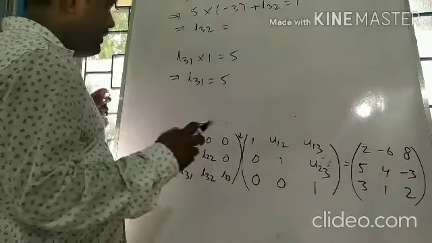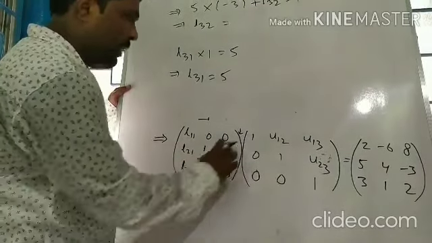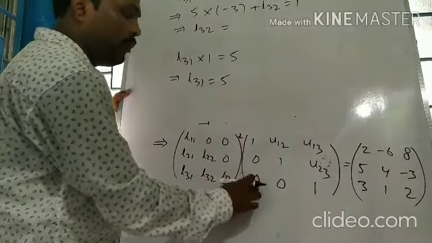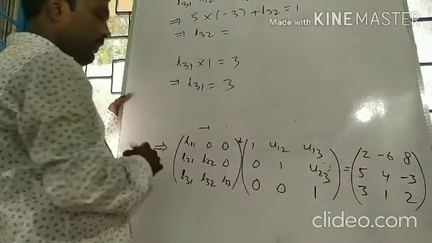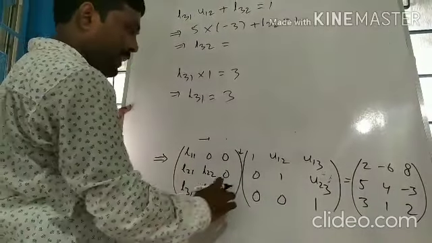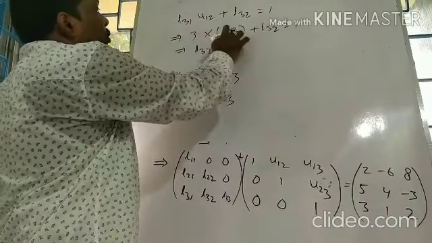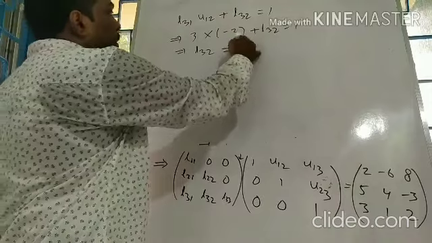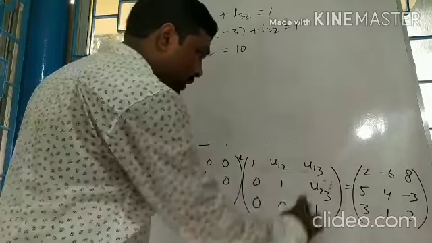Now see, one mistake is here. Third row, first column: L31 into 1 plus L32 into 0 plus L33 into 0 equals 3. This is not 5, this is 3. So L31 is 3. Next, third row, second column: L31 into U12 plus L32 equals 1. So 3 into minus 3 plus L32 equals 1. So L32 equals 10.